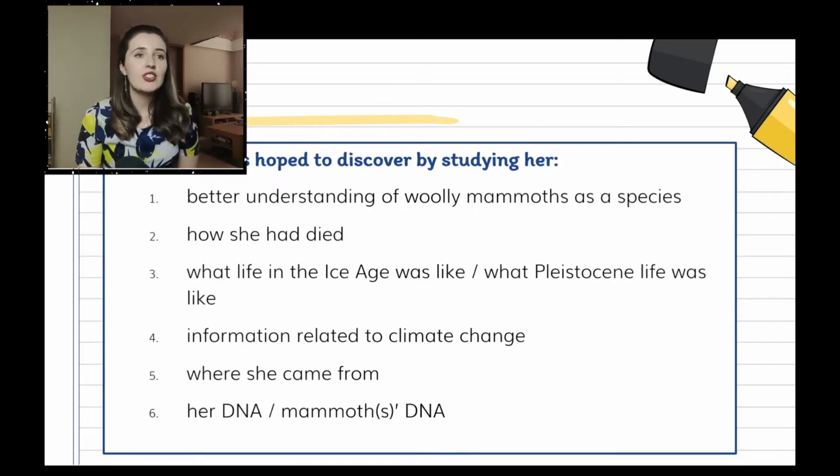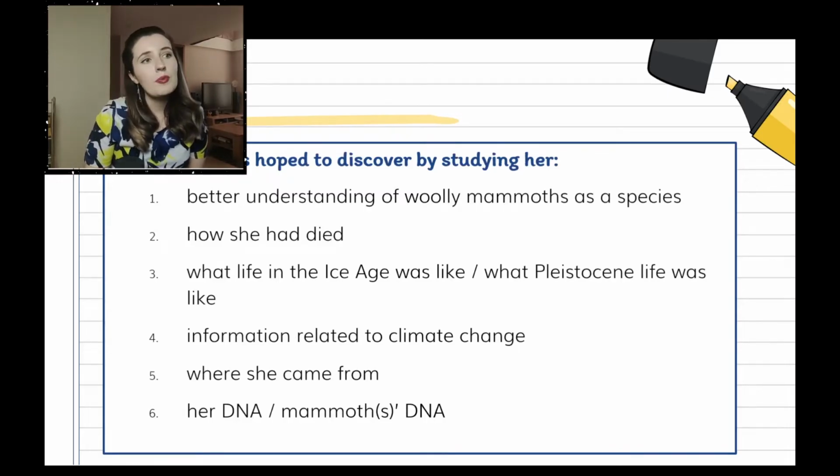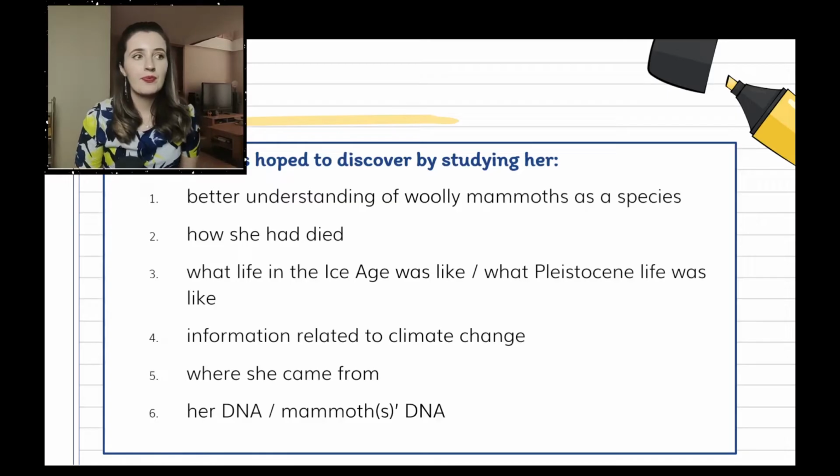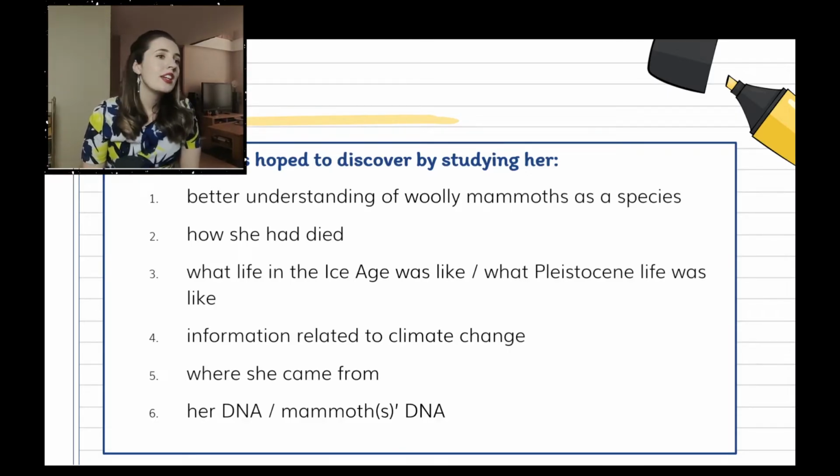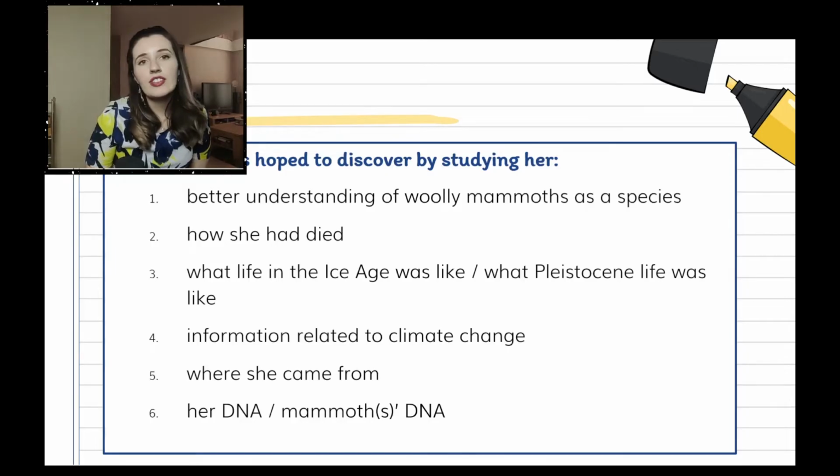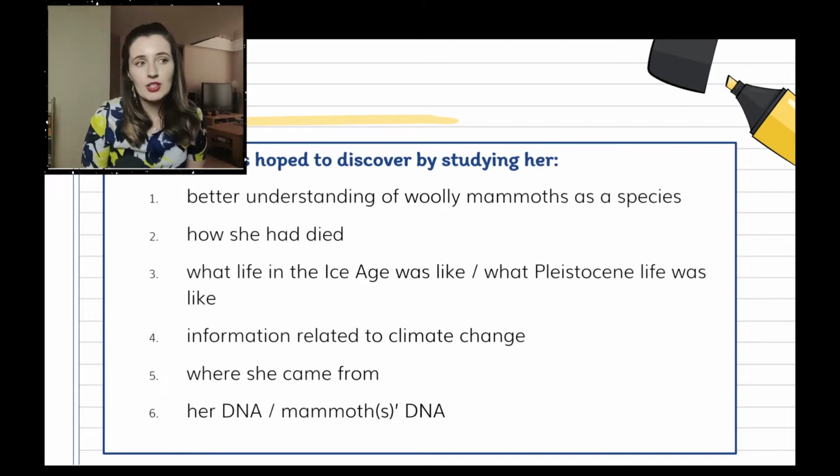The second lot of questions then. What were scientists hoping to discover by studying Lyuba? They were hoping to get a better understanding of woolly mammoths as a species. They were hoping to find out how she had died. They wanted to find out what life in the Ice Age or Pleistocene life was like. They were also hoping to find out more information about climate change.